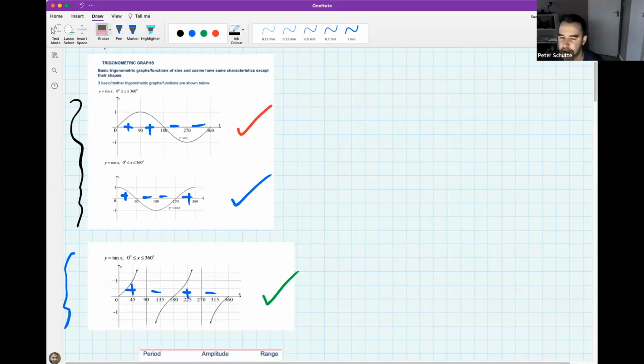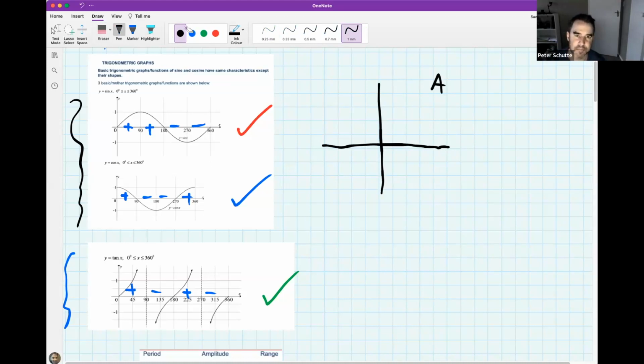So let's make sure that everyone is on board. Now, what I tried to do a little bit in the last lesson, I'll try again now, is connect this up to the cast diagram. What we know about the cast diagram is everything is positive in quadrant 1. So if you look at these graphs, quadrant 1 is 0 to 90. All the graphs are positive from 0 to 90. Then you'll notice that sine is positive from 90 to 180, so I'll put a sine there. But the cos graph is negative from 90 to 180, and the tan graph is also negative from 90 to 180.